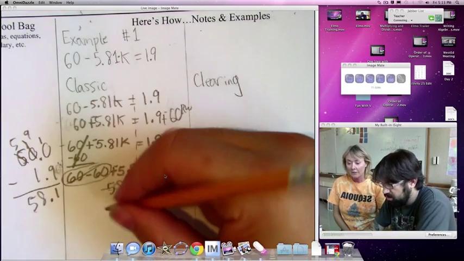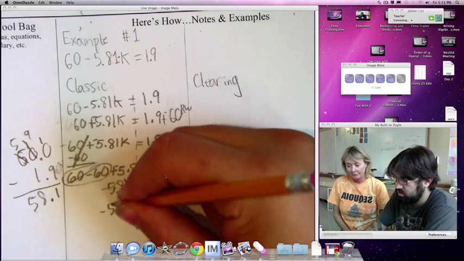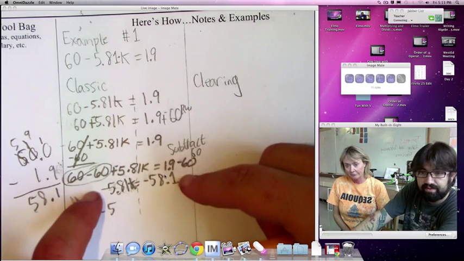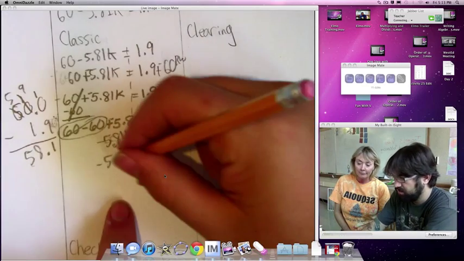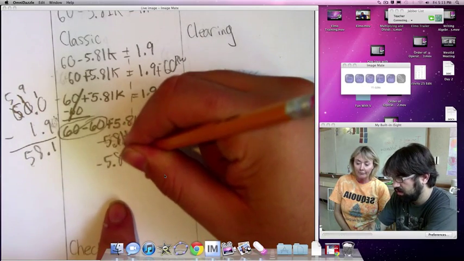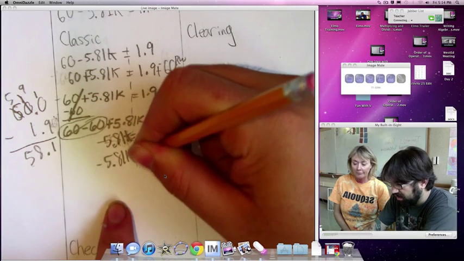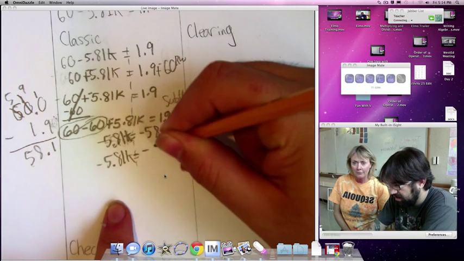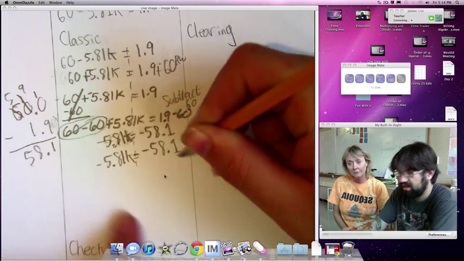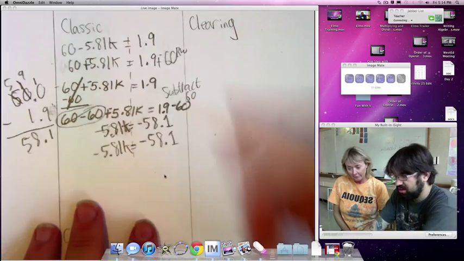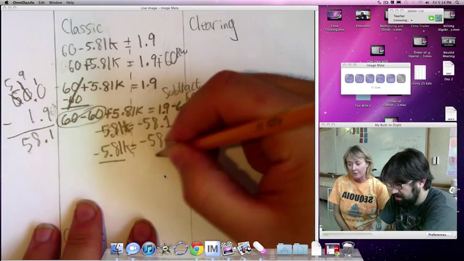So I'm going to rewrite this, guys, just so I can remember that I got to this step right here. If I'm showing work, I know I got here at least, so I'm going to rewrite it before I change anything. 5.81k is equal to negative 58.1. Okay, so the opposite of multiplying, Ms. Sutherland said, is dividing. And we're going to divide both sides.